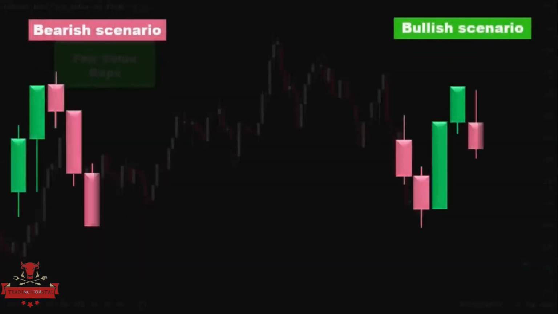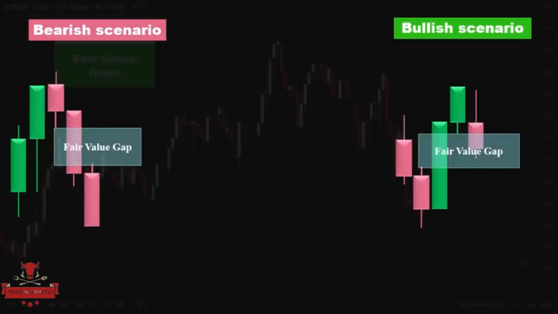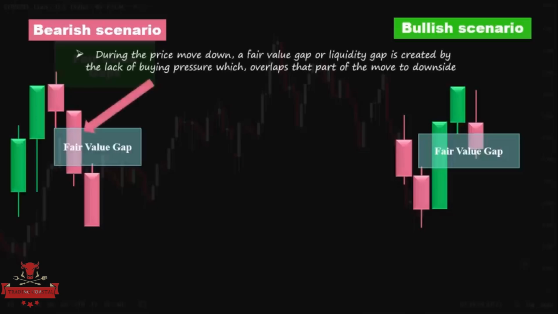Fair value gaps are formed inside a three-candle sequence and are frequently shown on the chart as a large candle, in which the upper and lower wicks of its neighbor candles do not fully overlap its body. Hence, the fair value gap zone is the area that fills the space between the wicks, which is drawn on the body of a candle. Here, during the price move down, a fair value gap or liquidity gap is created by the lack of buying pressure that overlaps that part of the move to the downside.